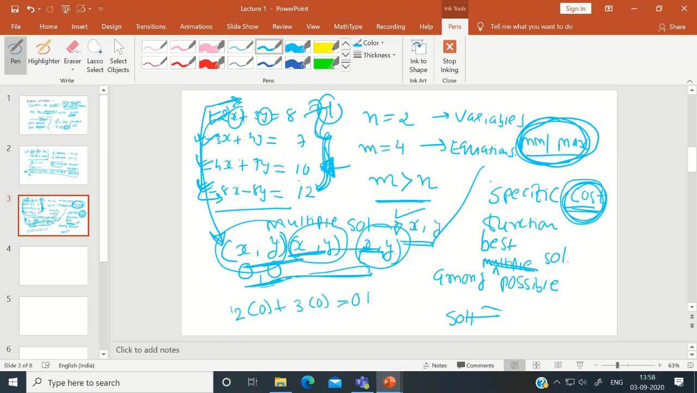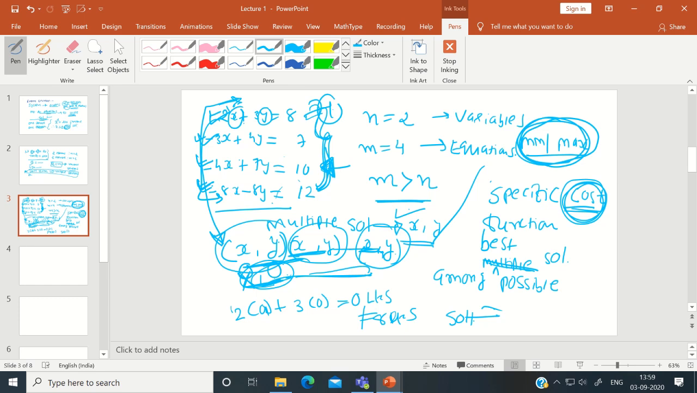which is 0. So LHS obtained is 0, but RHS is 8. So LHS is not equal to RHS. It means this solution 0 0 does not satisfy constraint equation number 1. So x y equals 0 0 is not a solution, even though it is a feasible answer. It is not the optimum answer.